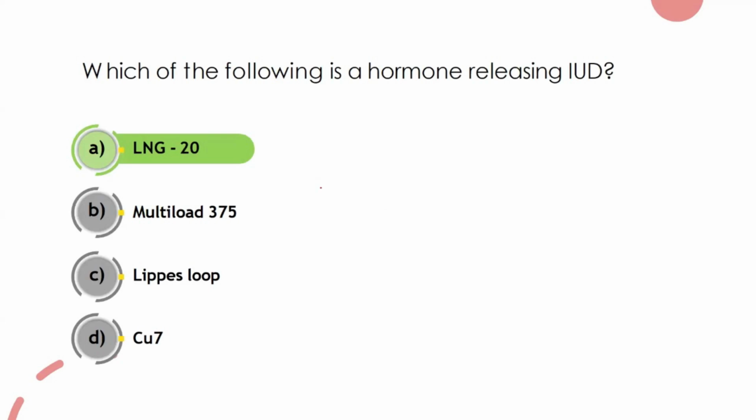Tell me what is Multiload 375? I told you what this number also means. 375 means what? The copper wire of 375 square millimeters wrapped around the stem. So this is a copper device. Lippes Loop, does it have copper?